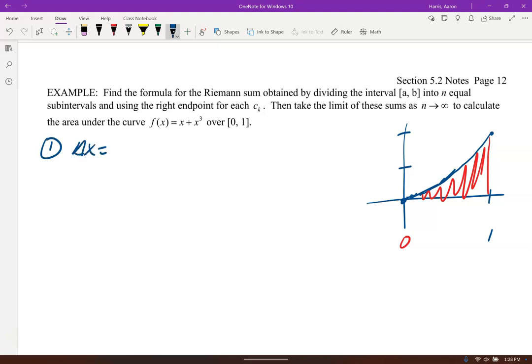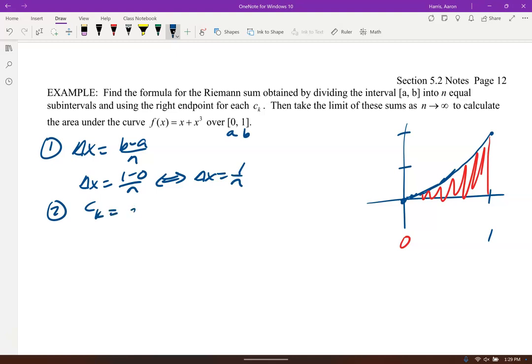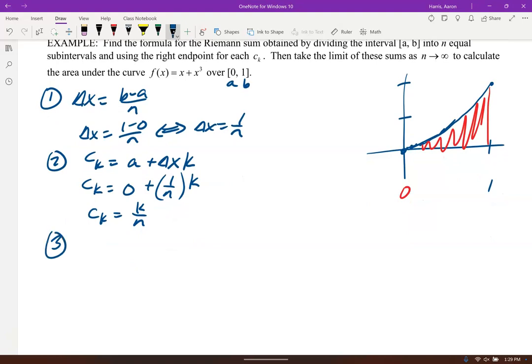Delta x, width of each rectangle, is b minus a over n. So delta x is 1 minus 0 over n, so delta x is 1 over n. Number 2, ck is a plus delta x k. So ck is 0 plus 1 over n times k, so ck just ends up being k over n. Number 3, the area under the curve above the x-axis. Again, this is always above the x-axis.